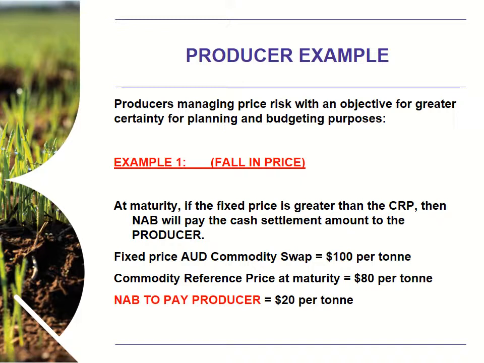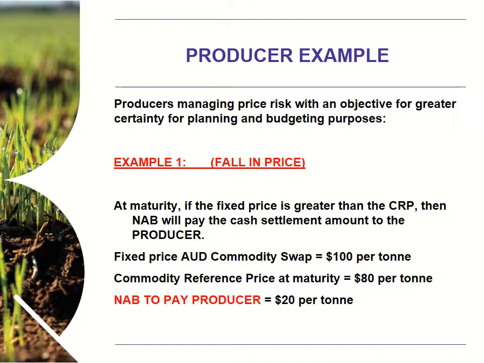So in this case, it's a producer's commodity swap. He's trying to protect the price of his future produce that he's going to be selling to the market. So if the price falls and the fixed price is, for example, $100, and at maturity the bank looks at the commodity reference price, which can be from the Chicago Board of Trade or from a different futures exchange, and sees that the price is at $80, the bank will have to pay the producer the difference in price. So essentially the price is fixed for the producer.